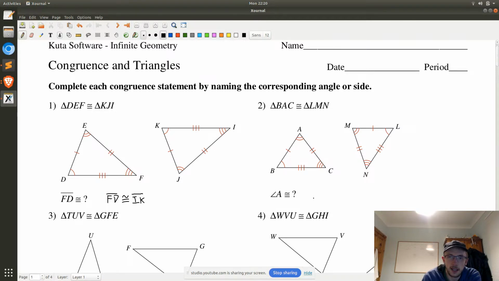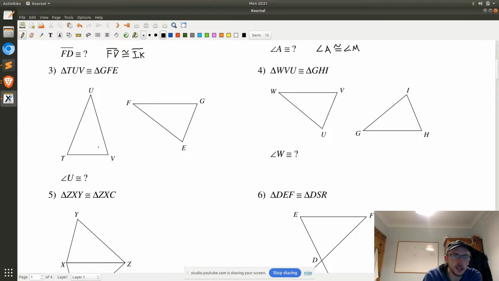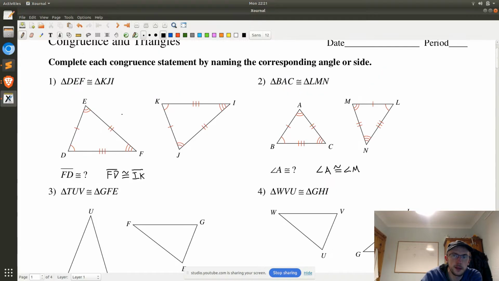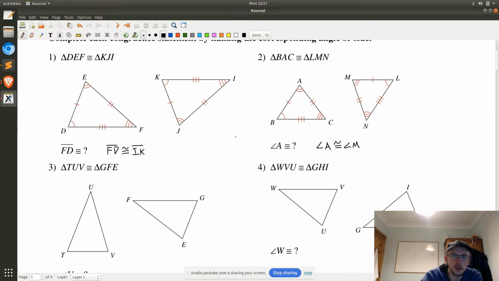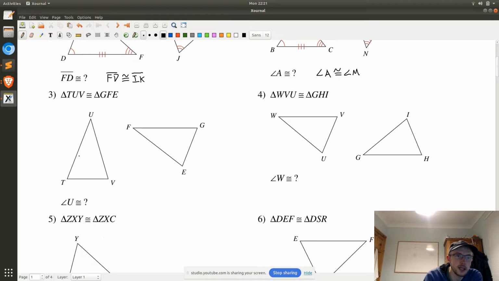Here, angle A, having the two small arcs, is congruent to angle M. And angle U, in this case, well, here it's not all labeled, all pretty. Instead, you have to follow the letters. Although TUV, GFE, it's pretty obvious that angle U is congruent to angle F.